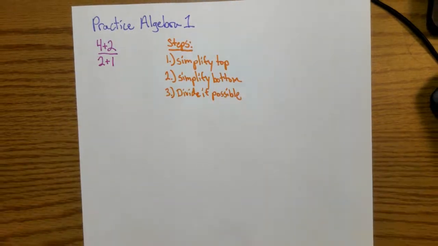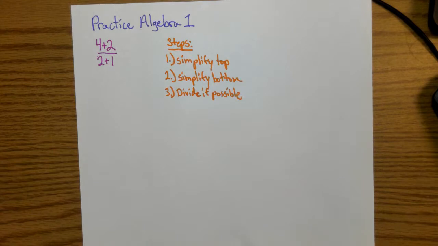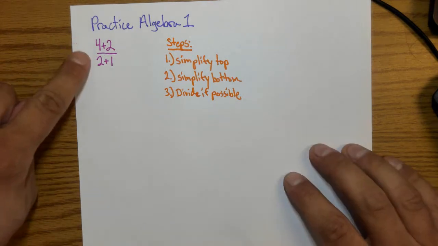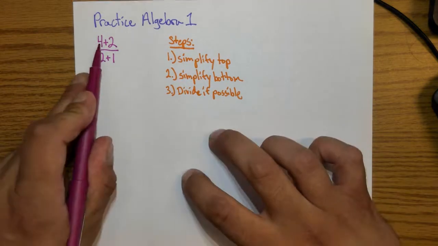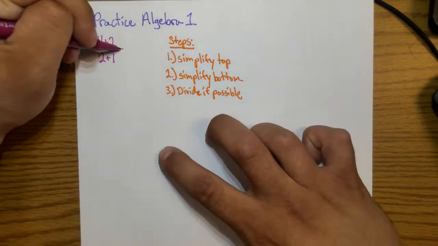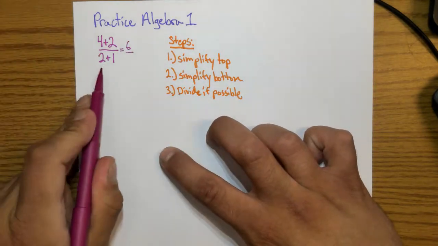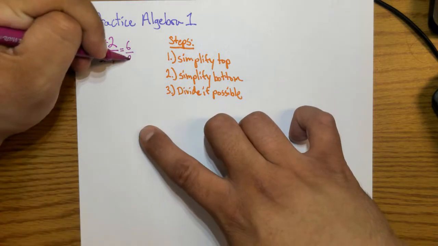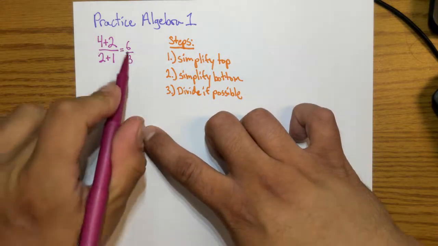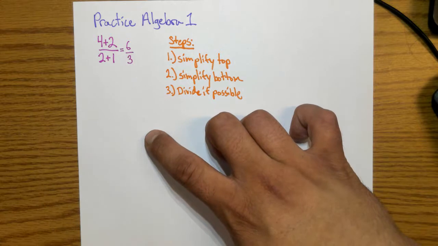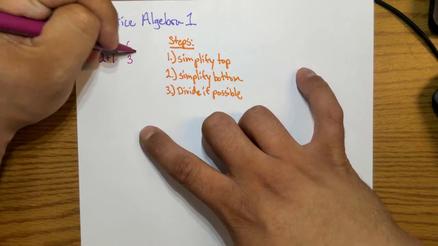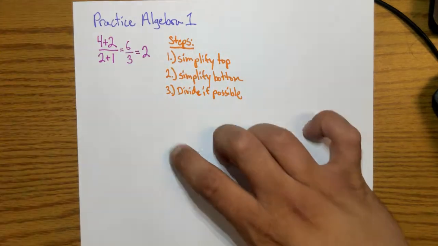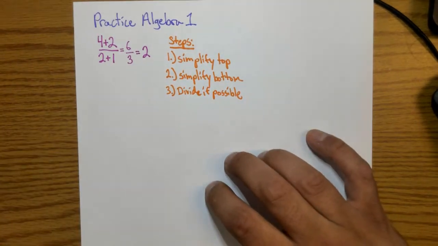I know fractions aren't necessarily your guys' favorite things to work with, but a fraction really is just division. So it's just telling me to take 4 plus 2 and divide it by 2 plus 1. So let's go through these steps and simplify. The top, 4 plus 2, gives us 6. And the bottom, 2 plus 1 is 3. Well, 6 over 3 is just saying take 6 and divide it by 3. So my question is, what is 6 divided by 3? And that is 2. So that is our simplified version of this.